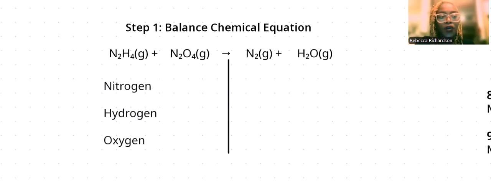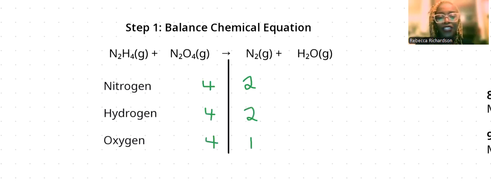And the first thing we can do is identify how many of each element we have on either side. So for my nitrogens, I have 4 of them on the left, and we've got 2 on the right. And then with our hydrogens, I've got 4 here and 2 over here. And then with my oxygens, I have 4 on the left and 1 on the right. So what we need to do is add coefficients in order to make both sides equal.